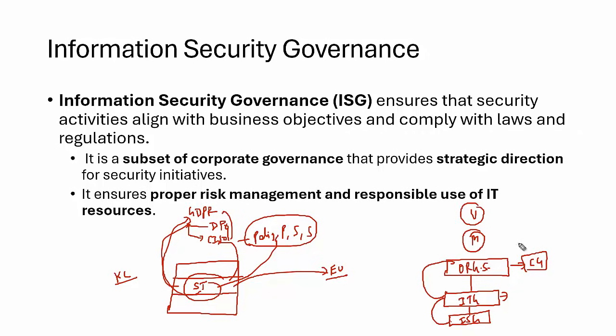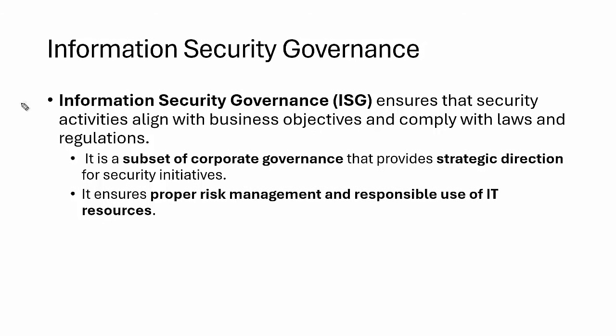Okay. So information security governance ensures that security activity aligns with the business objectives, and what is the business objective? Create value for the stakeholders and comply with laws, regulations and all that. It is a subset of corporate governance that provides the strategic direction for security initiatives. The company has decided they want to go digital; they will ensure that when we go digital, it is with limited risk. The company decided to go for cloud; they ensure that if the company goes for cloud, data should be protected. So ultimately, security governance is creating value for the stakeholders.